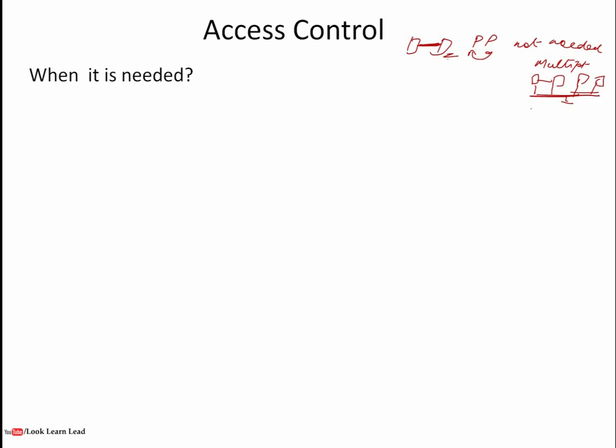So let's first see when we need access control. Access control is needed when we have five systems connected with a single dedicated line, and all these systems want to use this link to send data. Then at that point of time we would need access control. Okay, this is what access control is.